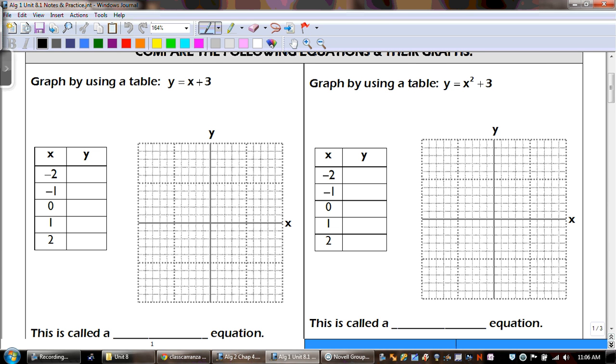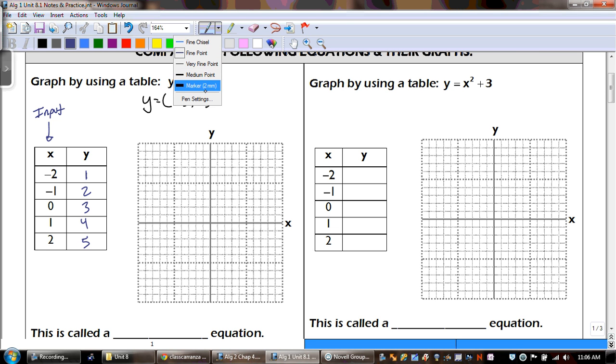If you remember, how do we plug it in? This right here is our input. That's what we're going to plug into the equation y equals x plus 3. First we start with -2. When you plug in -2 plus 3, you get 1. -1, you get 2. 0, we get 3. 1, you would get 4. 2, you would get 5.